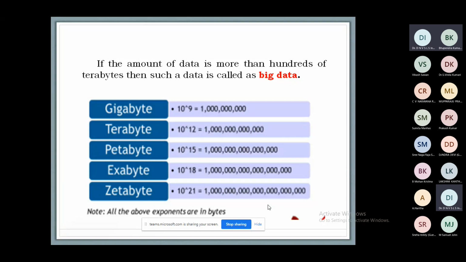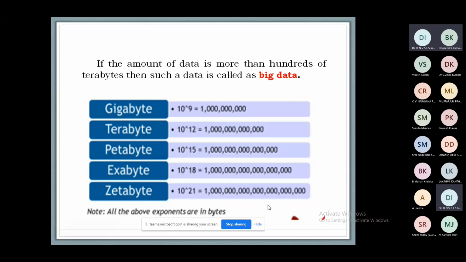So you know what a gigabyte is? It is 10 to the power of 9. What is a terabyte? It is 10 to the power of 12. If you start from a byte, it is 8 bits. It's also called 1 byte. So you know 1024 bytes is 1 KB. And you know what an MB is? 1024 KB is 1 MB, right? 1024 MB is 1 GB. You know all these things, right?